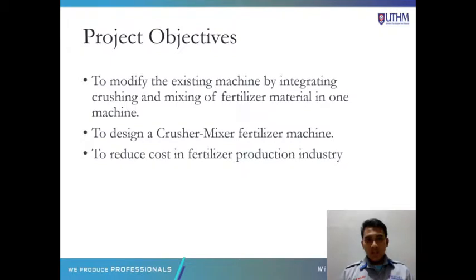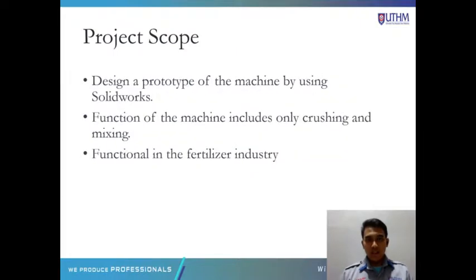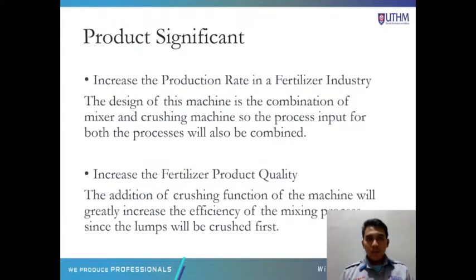Our project objective is to modify the existing machine by integrating crushing and mixing of fertilizer material in one machine, to design a crusher mixer fertilizer machine, and to reduce cost in the fertilizer production industry. For the project scope, we will design a prototype of the machine by using SolidWorks. The function of the machine includes only crushing and mixing, functional in the fertilizer industry. For the product significance, we have 2 points: to increase the production rate in the fertilizer industry and to increase the fertilizer product quality.